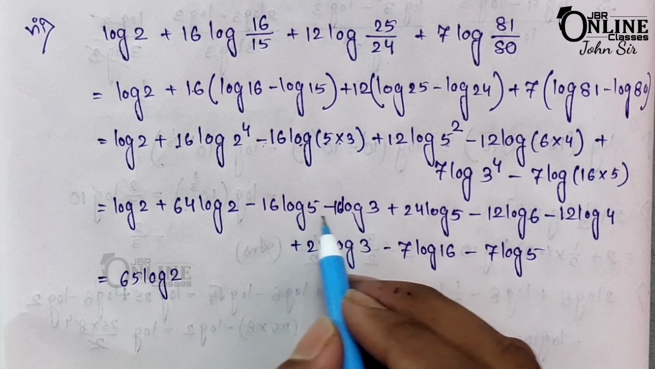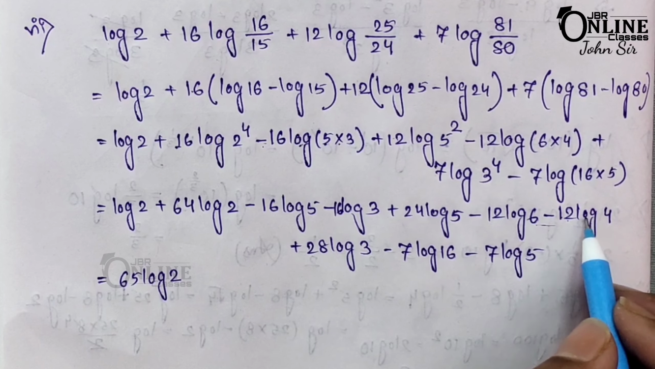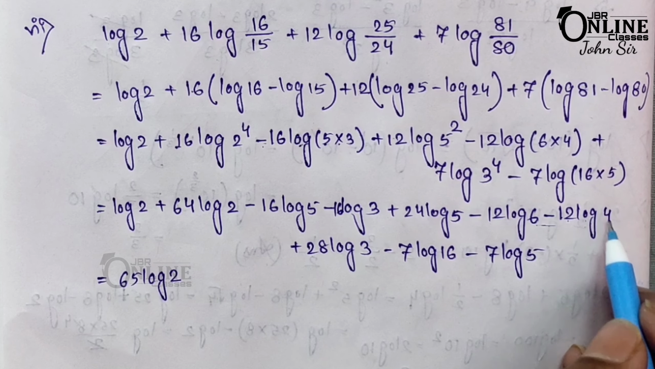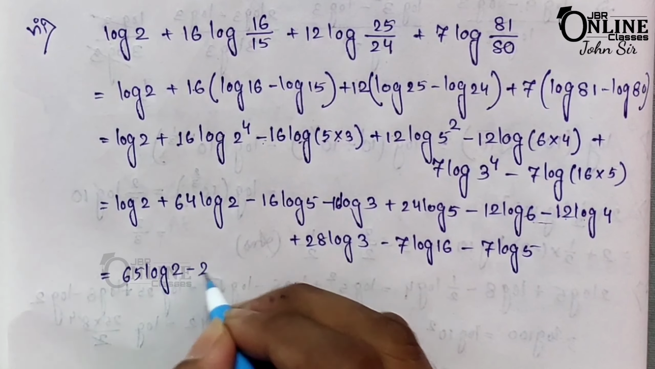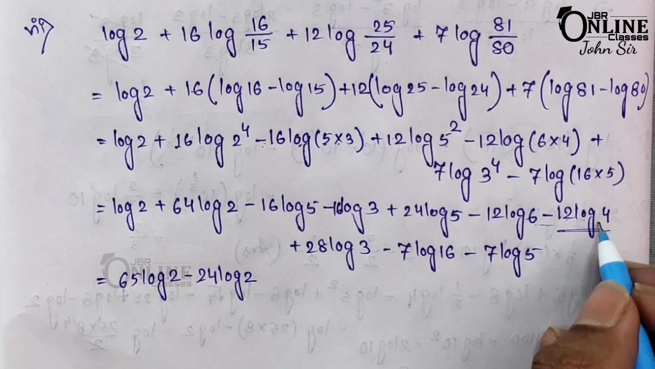Now next, here this one, 12 log 4. Now log 4 means 2 to the power square, so that means 24. So minus 24 log 2. This one, minus 24 log 2.